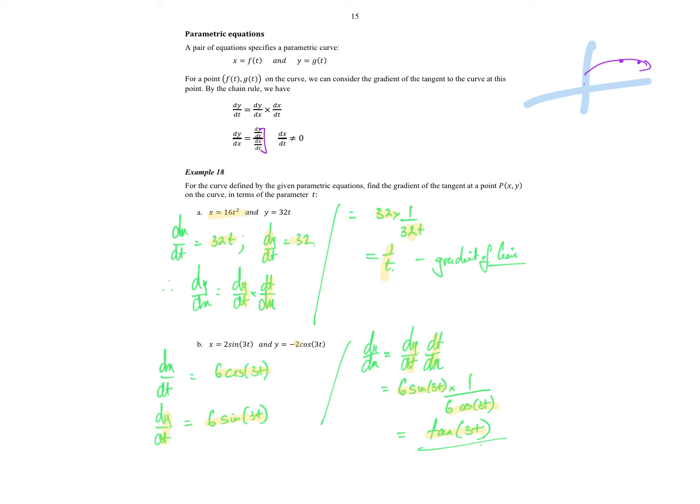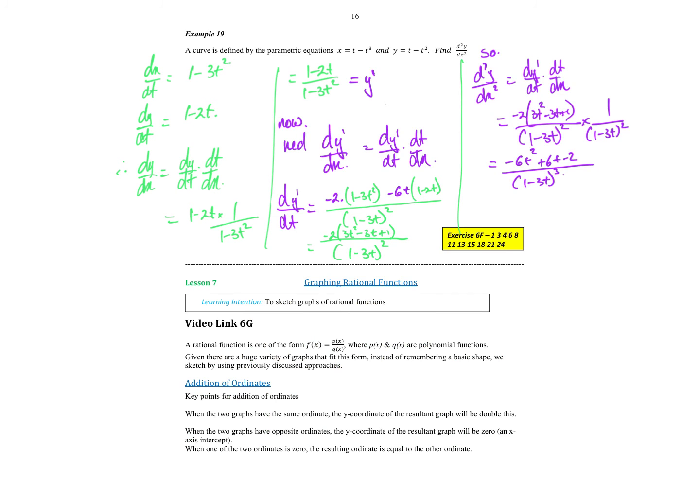All right. The one that needs to be a bit more complex is if we're looking for the second derivative. It's not differentiating each component twice and then joining them together. Let's have a look. x equal to t minus t cubed, y equal to t minus t squared. So dx/dt is 1 minus 3t squared, dy/dt is 1 minus 2t. So if I work out dy/dx, I get 1 minus 2t over 1 minus 3t squared.